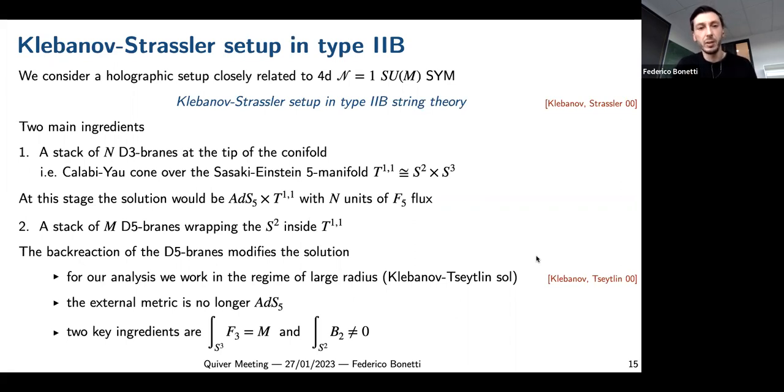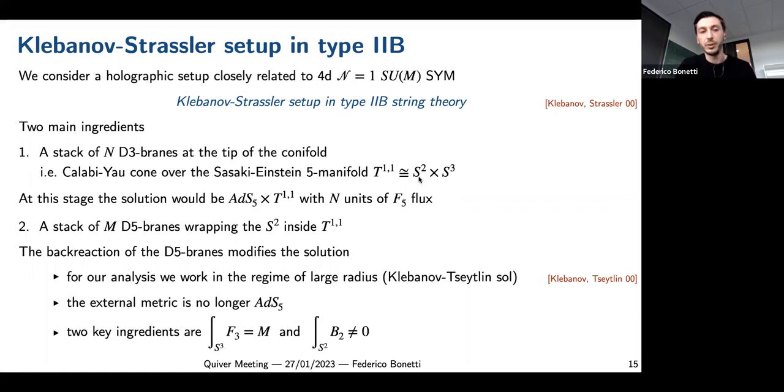It's useful to think about it as a two-step process. So first, we can imagine having just D-branes at the tip of the conifold. This would be a conformal field theory, so it would admit a standard AdS5 dual. The internal space is a Sasaki-Einstein, which is T^{1,1}, the base of the conifold. And for this talk, the only thing we need to know about T^{1,1} is that topologically it is the same as the product of a 2-sphere and a 3-sphere.